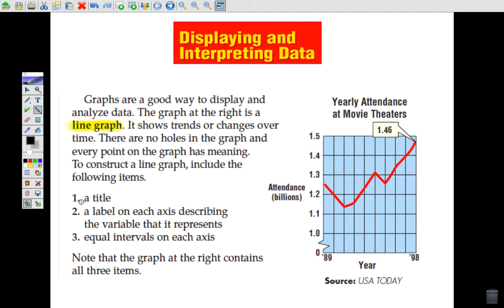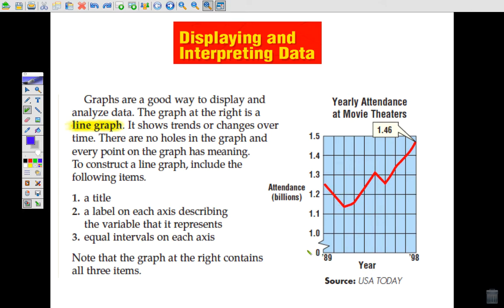Make sure that your line graph has a title. In this case, if you didn't have this title saying that this was yearly attendance at movie theaters, you'd have no idea what they're talking about. That's important. Also include a label on each axis describing the variable that it represents. The y-axis is the attendance in millions. The x-axis is years. Note that the graph at the right contains all three items.